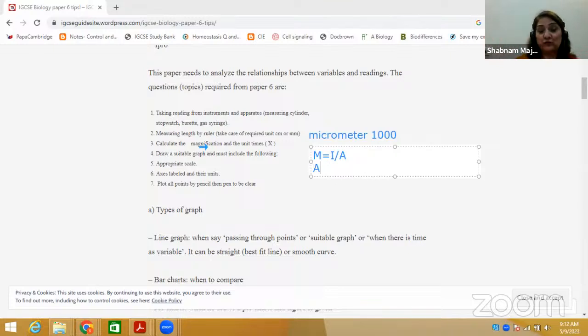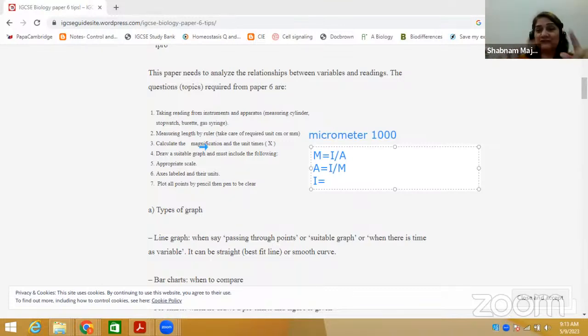But if you need to calculate, then you must know that it is image divided by magnification. And for the third one, if you have to calculate the actual size, then you have to multiply magnification with image. So it depends on what you actually need to calculate.